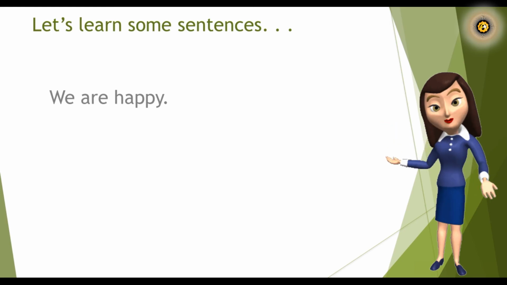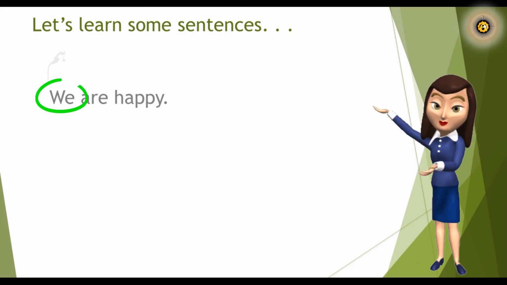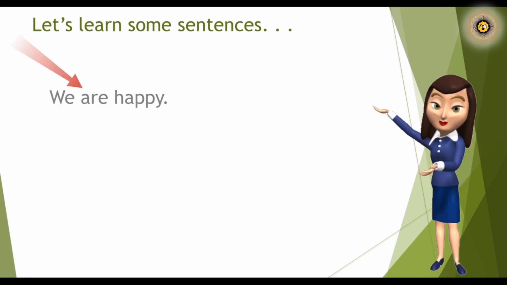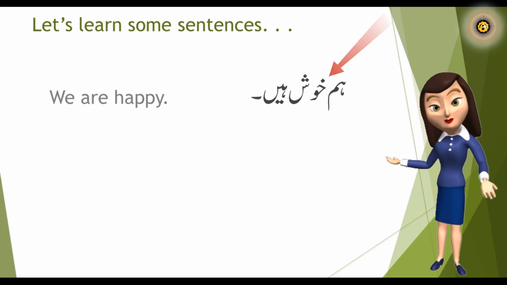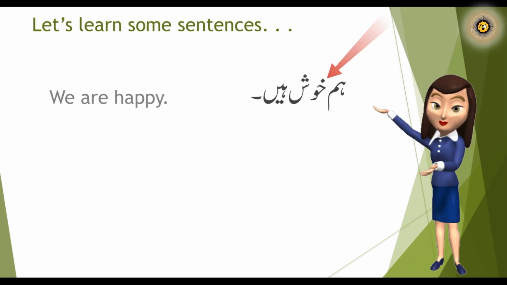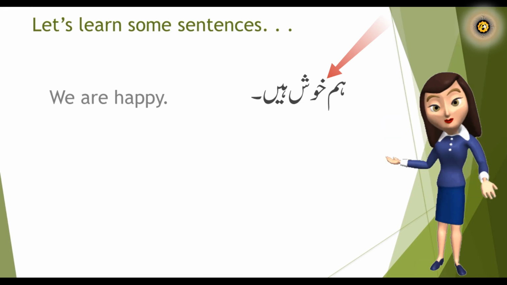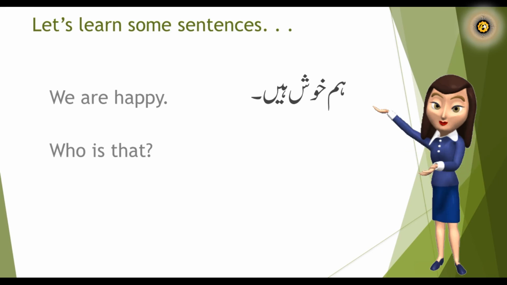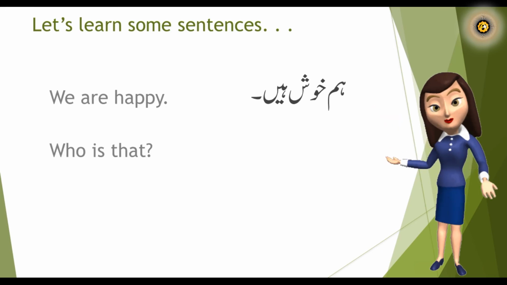Remember, we just learned we. We is hum. So, we are happy. In English we say that. And in Urdu it is, हम खुश हैं. हम खुश हैं. We are happy. हम खुश हैं.